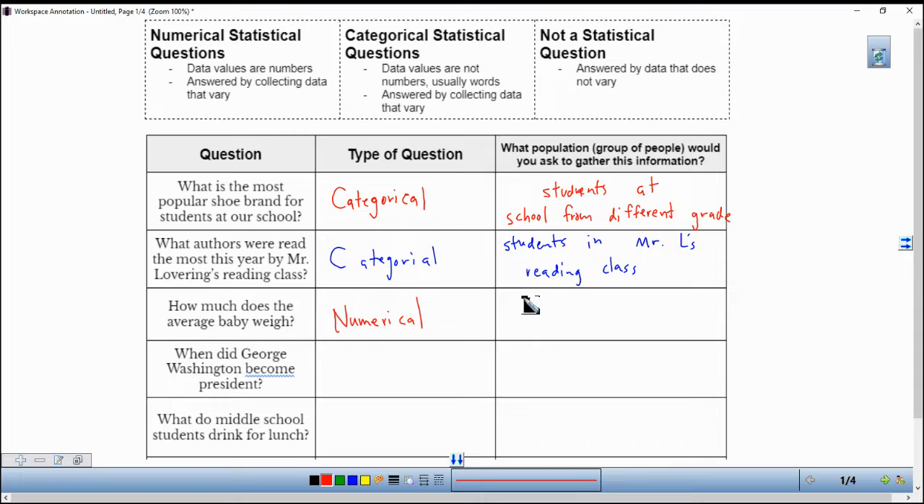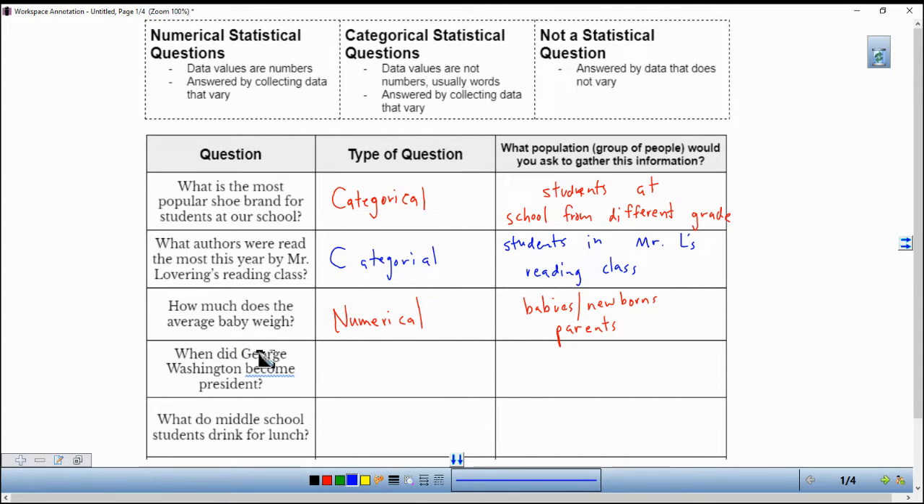You would look at, I guess, baby weights. Babies, newborns. I guess you wouldn't ask them. You would ask their parents. So the parents of babies and newborns, because the baby wouldn't necessarily be able to communicate that to you. But parents of newborns would be able to provide a specific number for that. The more you would ask, the more accurate that number is going to be.